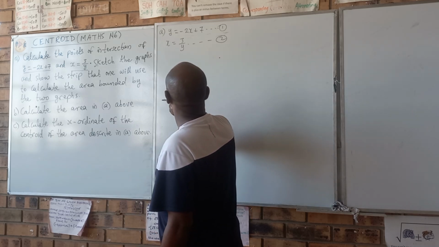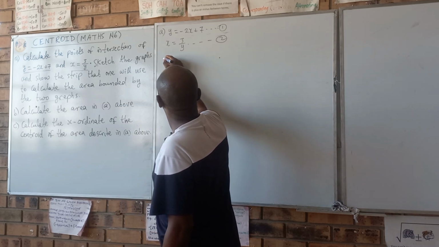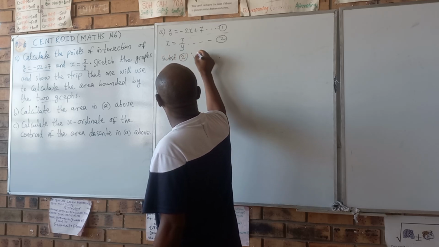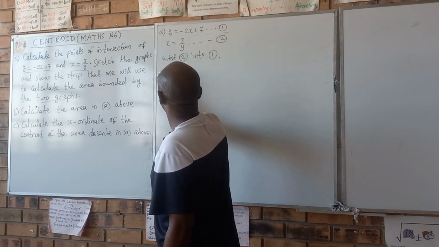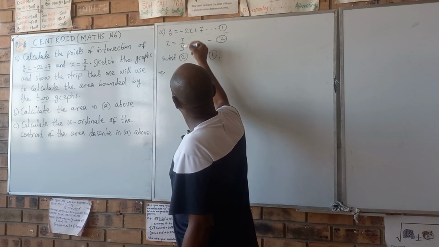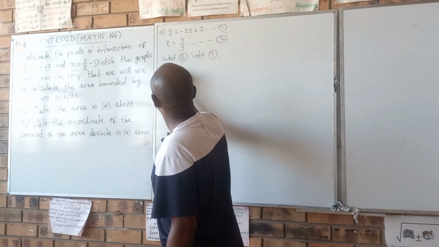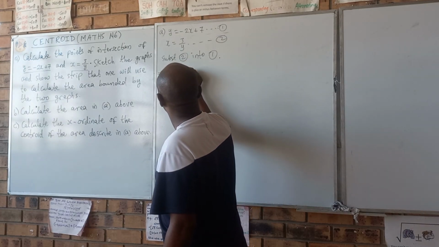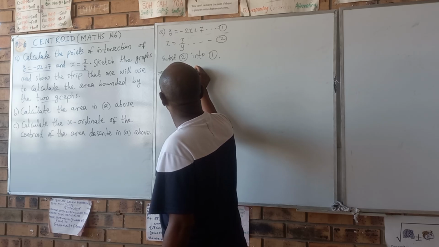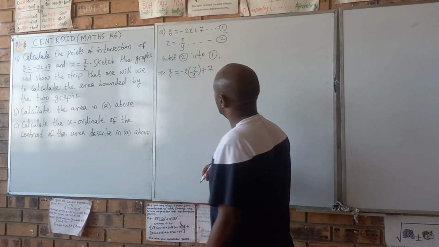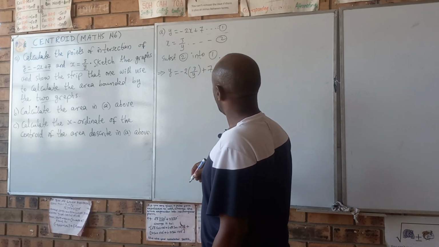So if I substitute, which one can I substitute into which one? So let me say I substitute 2 into 1. You can substitute any one into the other one. So what that means is that where there is x, I'll put 3 over y. So I'll get y is equal to negative 2 into 3 on y plus 7. So that becomes my new equation.